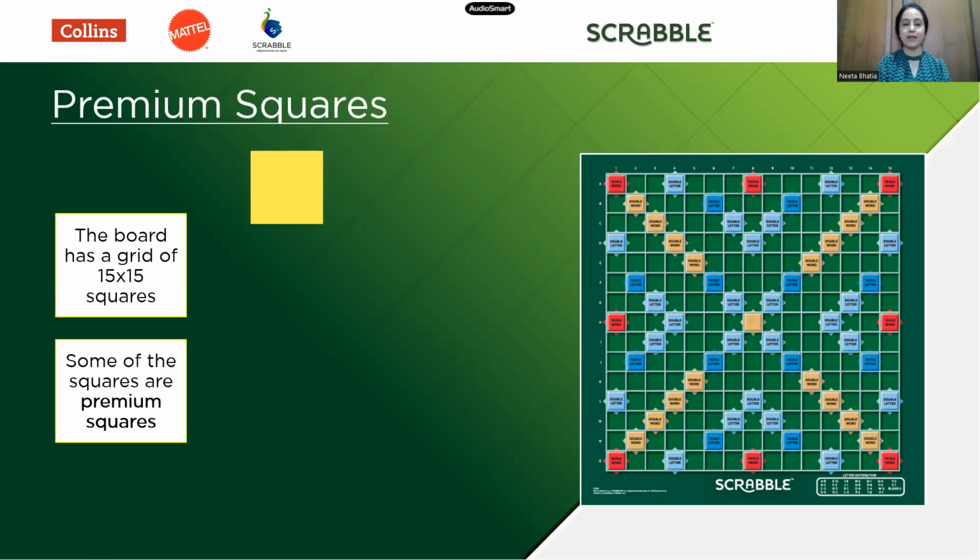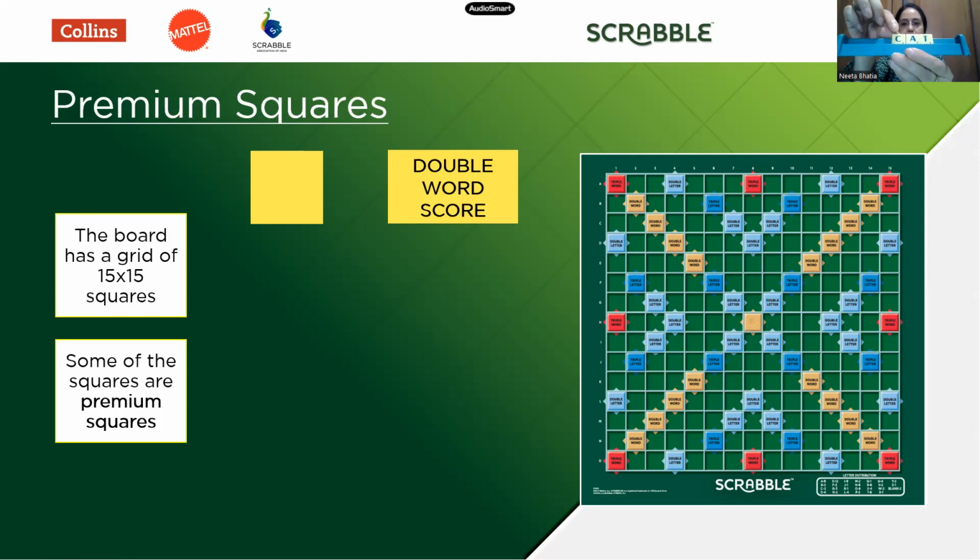Right in the center of the board and along this diagonal here, you see this yellow square, which is your double word score. So if you make a word and any one tile touches this double word square, then the points for the entire word will get doubled. Let's take the example of the word cat. C has 3 points, A has 1 point, and T has 1 point.